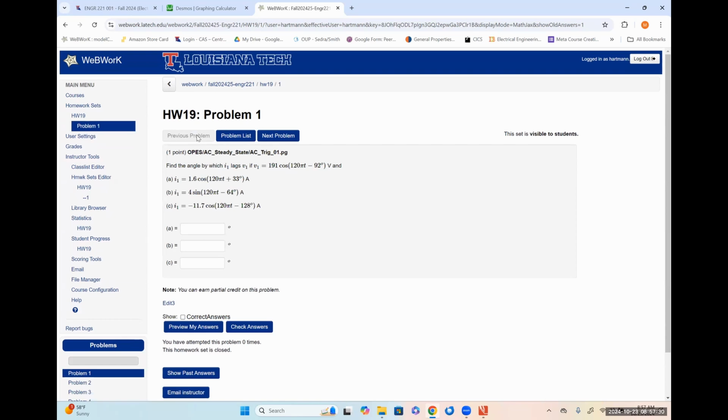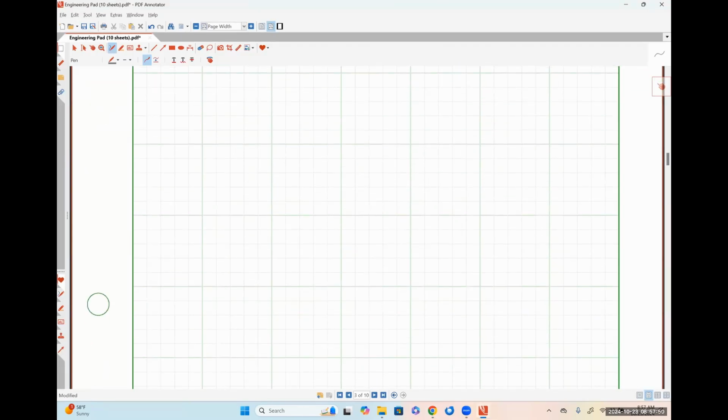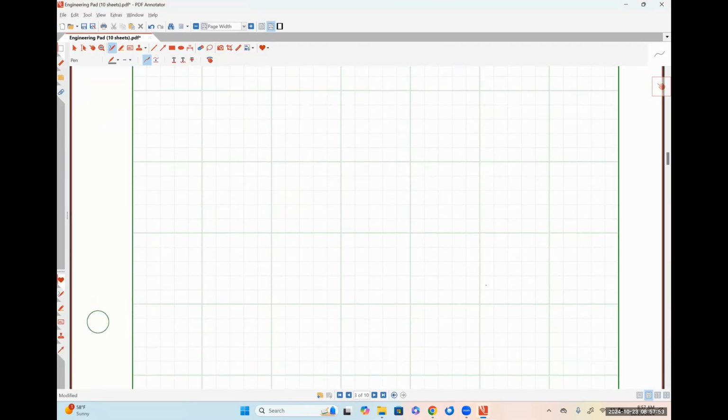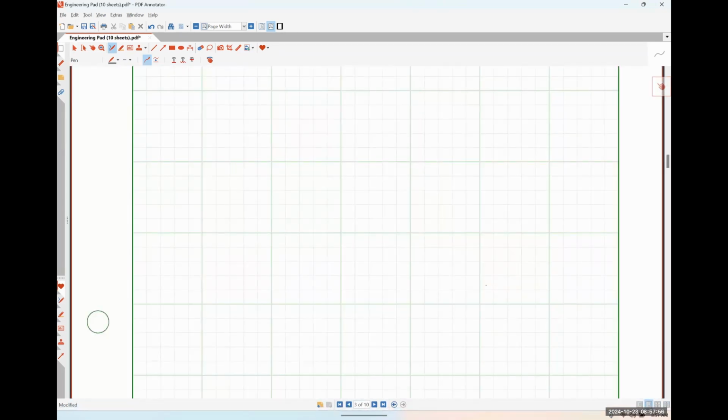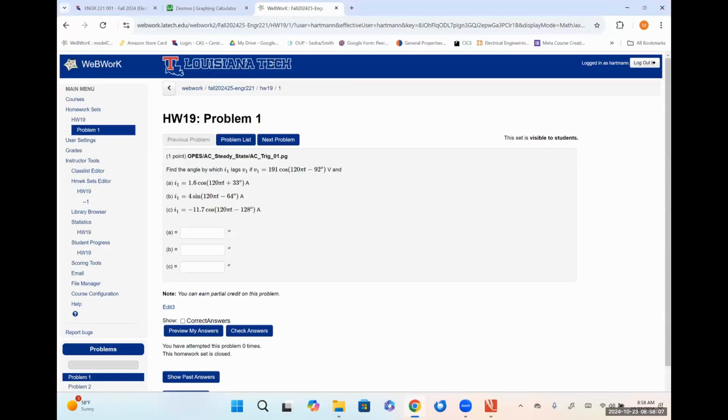Yeah, problem one. We're asked to find the angle by which I1 lags V1, if V1 is 191 cosine blah, blah, blah, minus 92 degrees. Okay, so let me just come down here. I'm just going to write these signals down. Here's V1 of t, and it was 191 cosine something, doesn't particularly matter, 120 pi t minus 92.